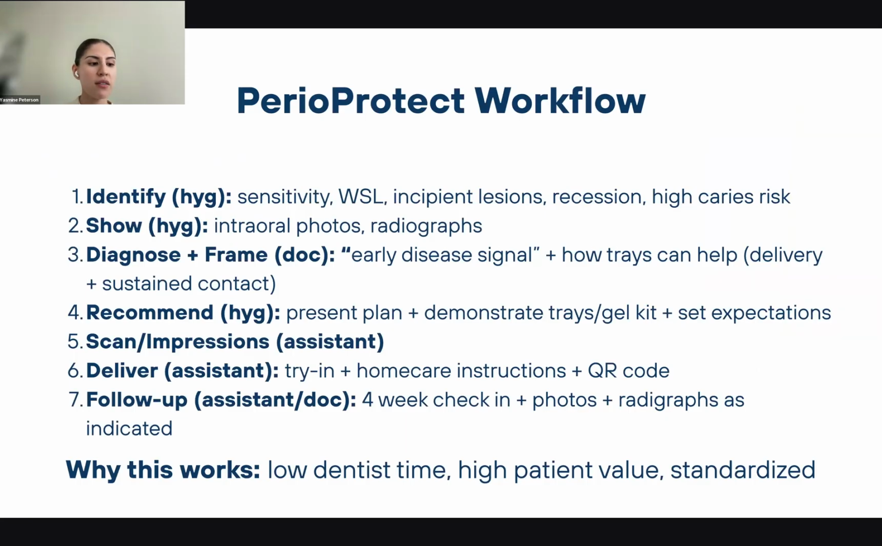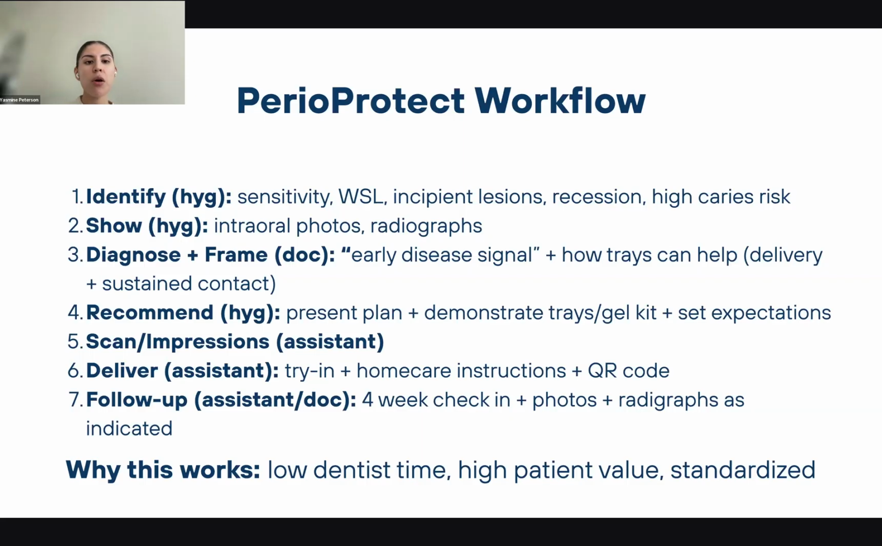All right, so let's go into a workflow. This is how we do it at our office. I wanted to make it really simple. The great thing about PeriProtect is it's mostly your team doing it for you. There's very little doctor time, making this really easy and easy to standardize.